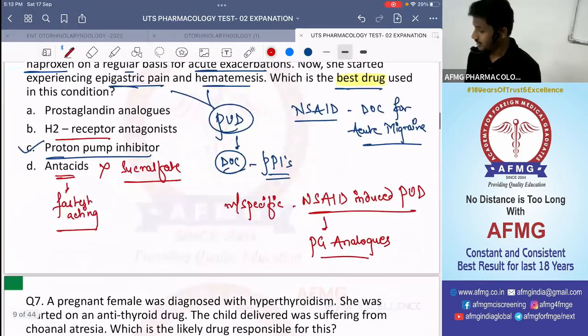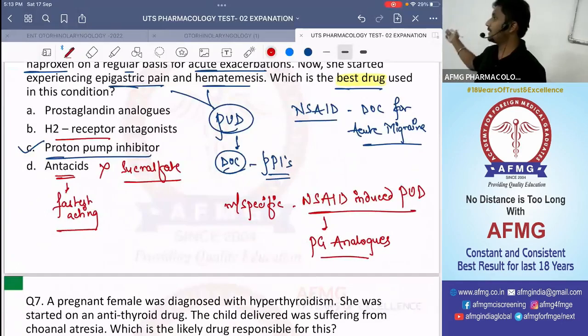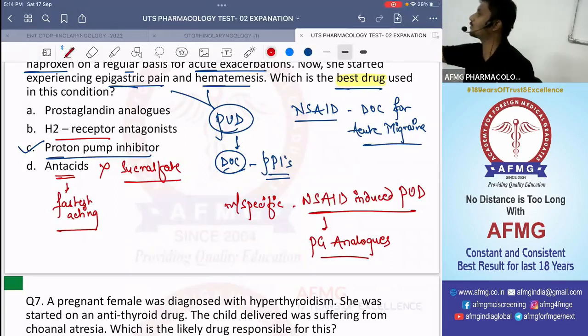For drug induced PUD, NSAID induced PUD, but for any reason of PUD, I have told you the answer is the same, PPI. Best drug is nothing but the drug of choice. I just asked you the best drug, which is the drug of choice. If I had asked the most specific drug, which exactly reverses that action, then your answer would have been prostaglandin analogs. These two are very close terms, always remember this.